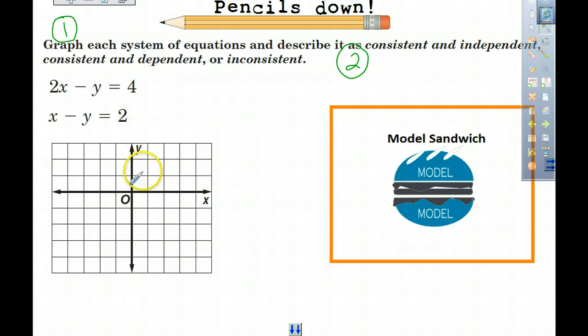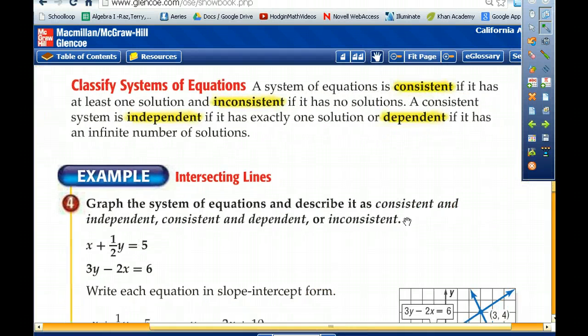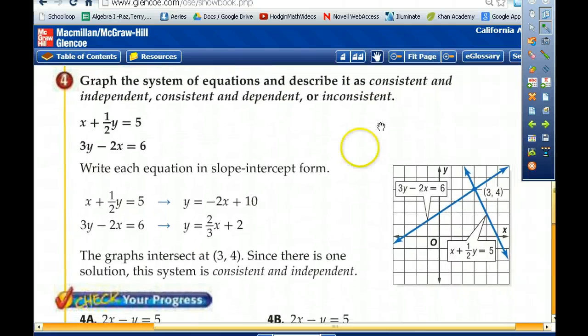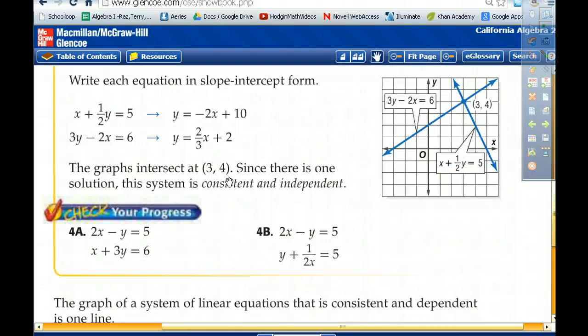I trust you know how to get slope-intercept form. I trust you know how to do rise over run and all that stuff. For more examples, you can go to the book. Okay, here's an example that has one solution, therefore it is consistent and independent. Solution means the intersection. It intersects at (3, 4).